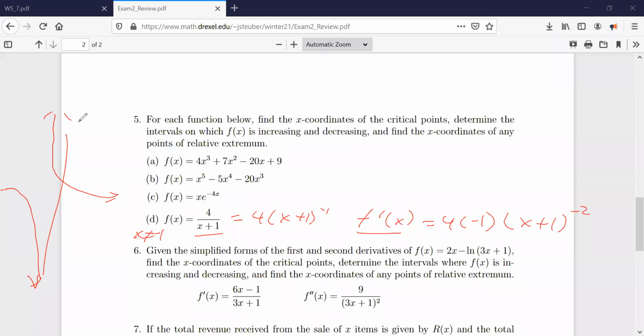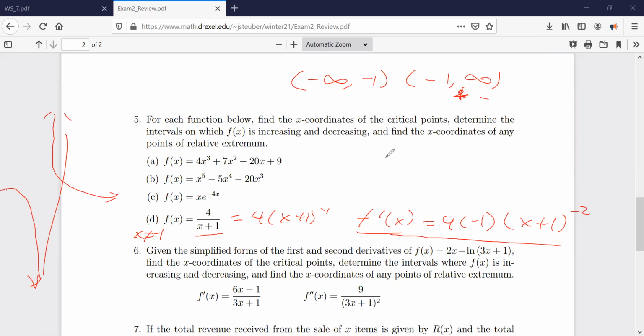These are my two intervals where it's defined, and they're also going to be the two intervals divided by the potential switches from increasing to decreasing. So if I just plug in a value on either side, if I plug in 0, then I get negative 4 divided by 1 squared. So it's negative 4 divided by positive.